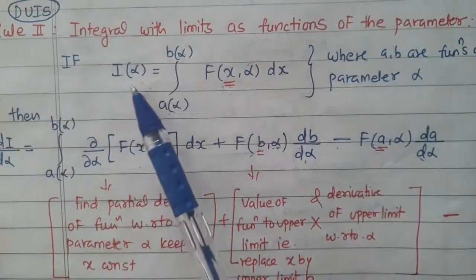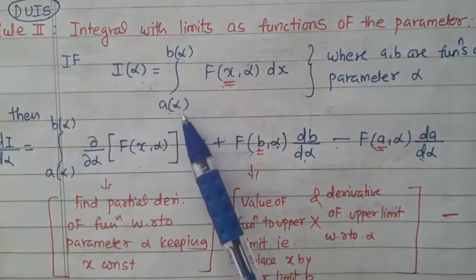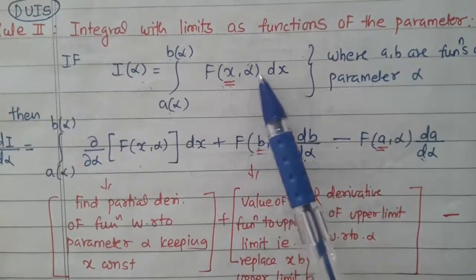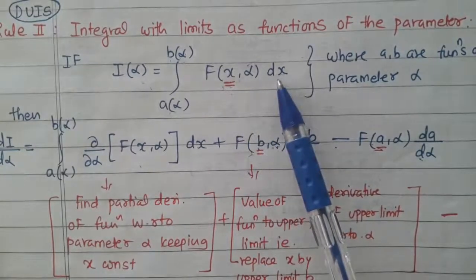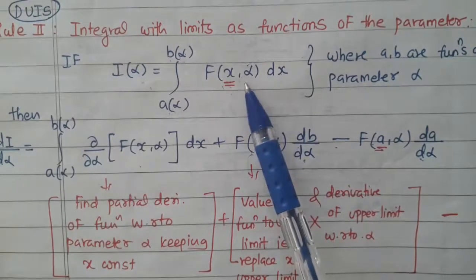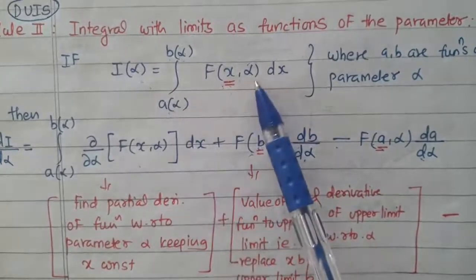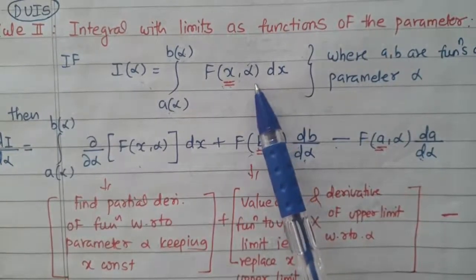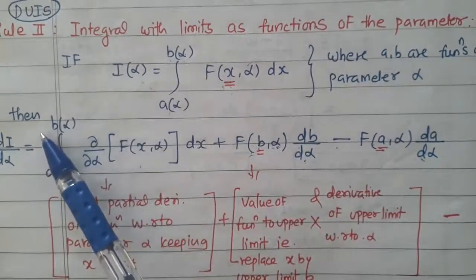If we have an integral of the form I of alpha is equal to the integral from a of alpha to b of alpha of f of x, alpha dx, this function is integrated with respect to x. So x is the variable and alpha is the parameter here, and if you observe, the limits are functions of the parameter alpha. So to differentiate this on both sides, apply Leibniz rule 2.